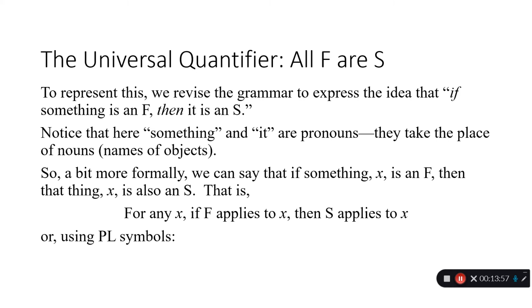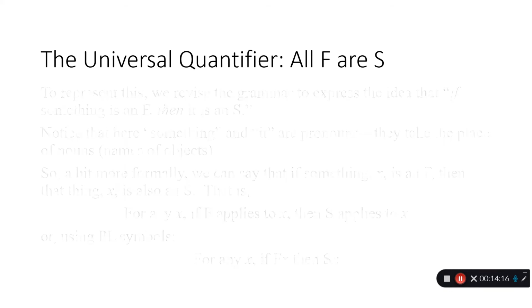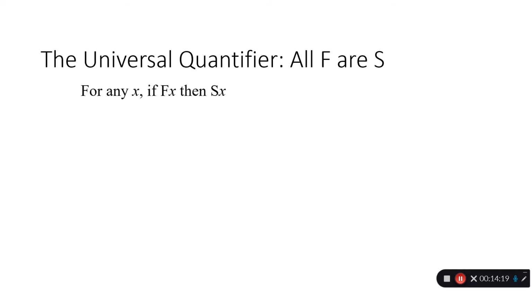Or using PL symbols, let's plug in the predicate symbols. For any X, if Fx, then Sx. See, we've replaced F applies to X by Fx. We've replaced S applies to X by Sx. So here we are with what we just had at the bottom of the previous slide. And now we need a symbol. Well, we have to add some propositional logic symbols too, some SL symbols.